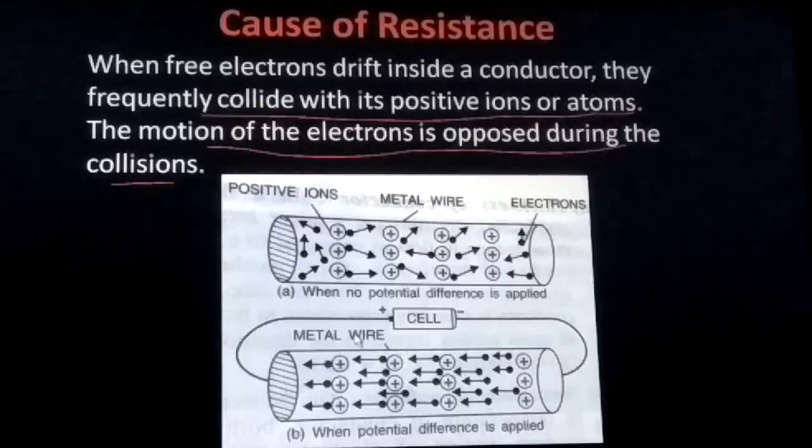So if you observe the second figure, the two ends of the metallic wire, that means this end and also this end, are connected to two terminals of the battery. So observe here, this is a cell or battery.